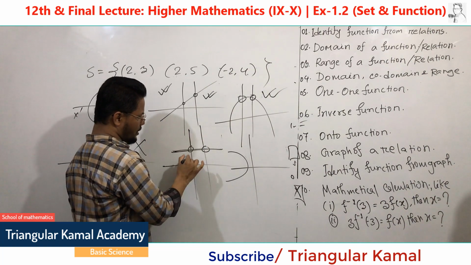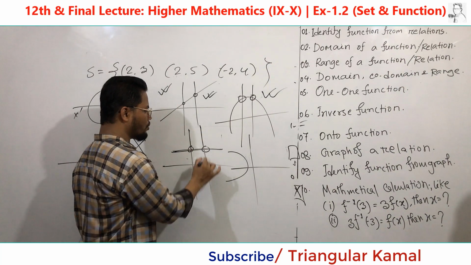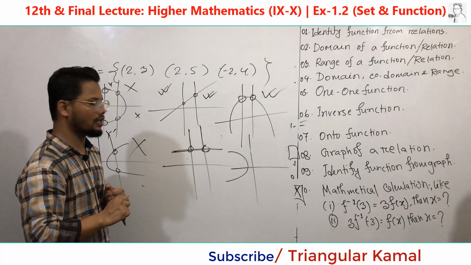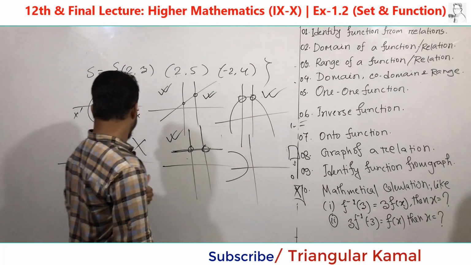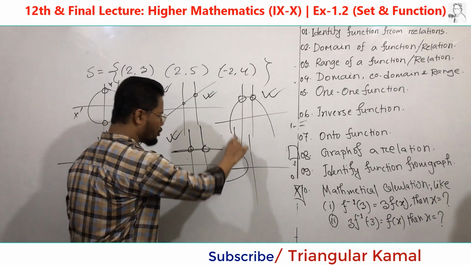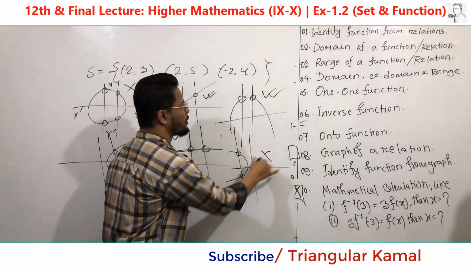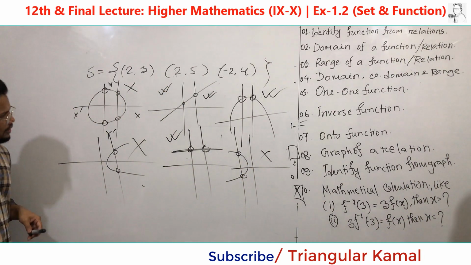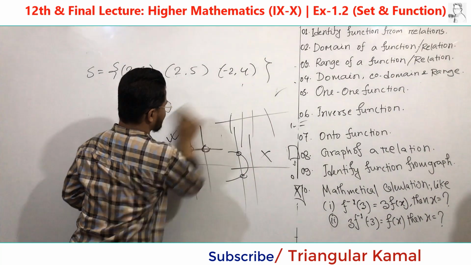So the y-axis intersects the graph at only 1 single point, or if we draw a parallel line of y-axis, we will get only 1 single point. So this one is also a function. And this is the right side, and if we draw on the left side, how many intersecting points here? 2. This one will not be a function. Okay, let's review more examples here.